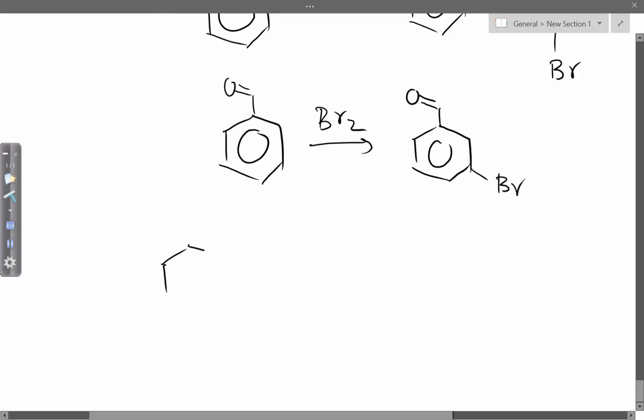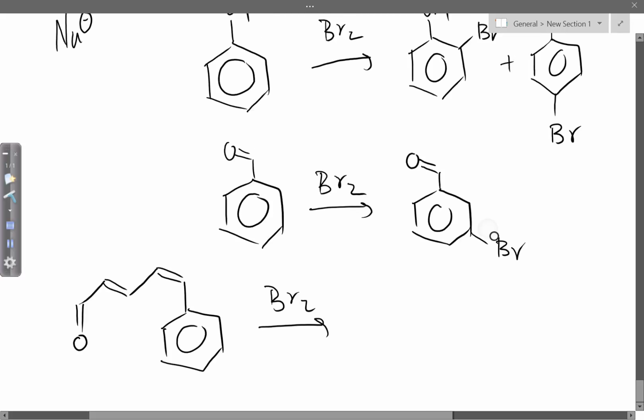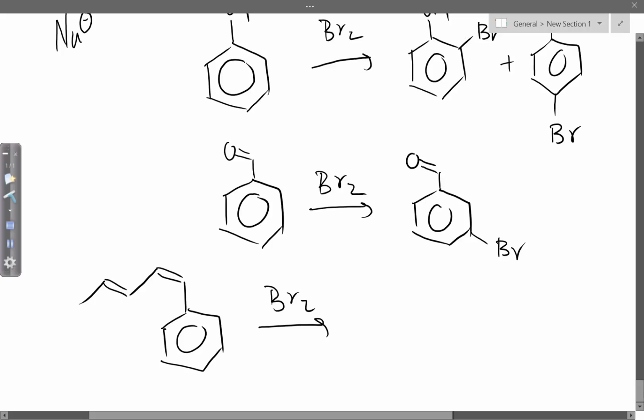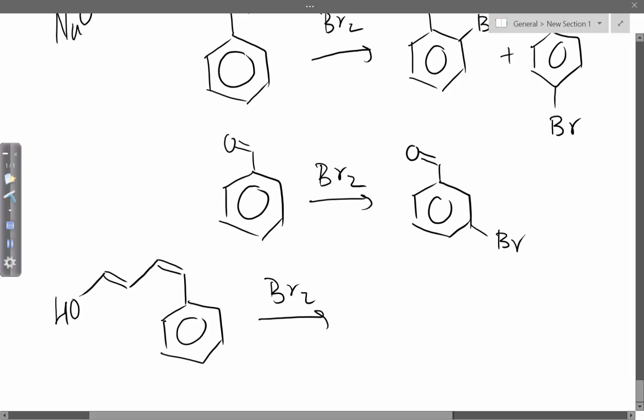For example, of course, I can have different groups connected here, like this kind. And then I ask you, if I add Br2, will it be like this case or like this case? The same, this one. Yeah. If it's like that, the same thing. How do I predict?